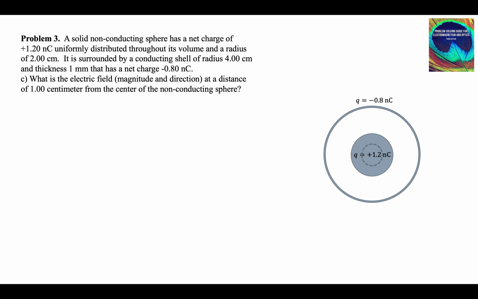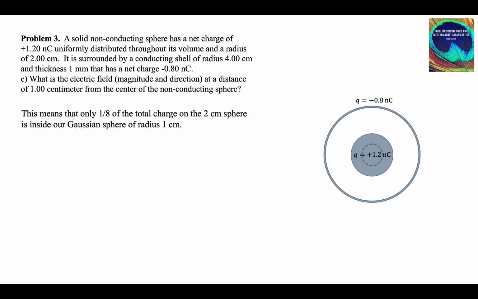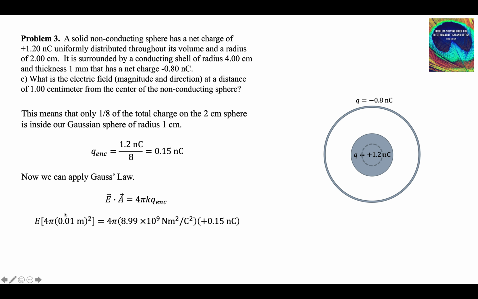So the charge on the inner sphere is 1/8. Only 1/8 of the charge on the sphere is within 1 centimeter of the center. So we divide the total charge by 8 to get Q enclosed inside of our Gaussian surface. Now we can apply Gauss's law because we know Q enclosed. E dot A is 4 pi k Q enclosed. The area is still a sphere, but it's a radius of only 1 centimeter, and Q enclosed is only 0.15 nanocoulombs.